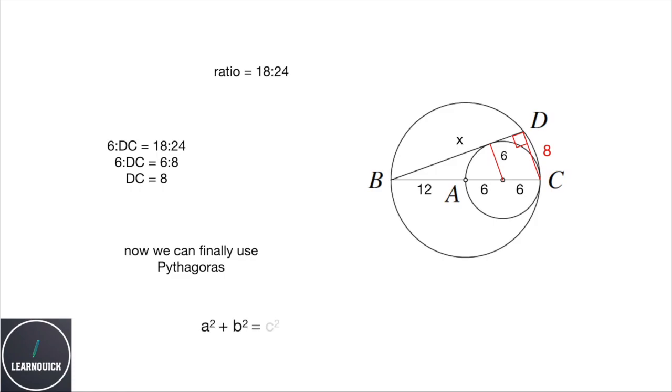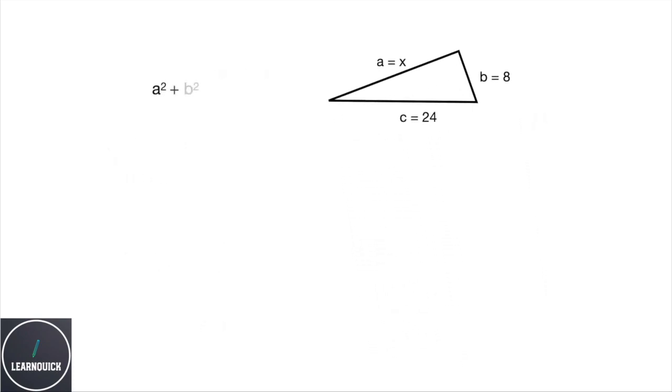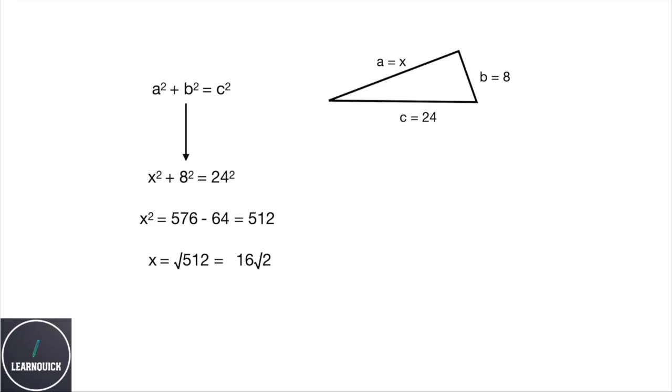And now we can finally use Pythagoras, which is a squared plus b squared equals c squared. Let's draw a triangle. A will be x, b will be 8, and c will be 24. So now we can substitute in our values and get x squared plus 8 squared equals 24 squared. Move 8 squared to the other side to get x squared equals 576, take away 64, which is 512, and the square root of 512 is 16 root 2, so this will be our answer.